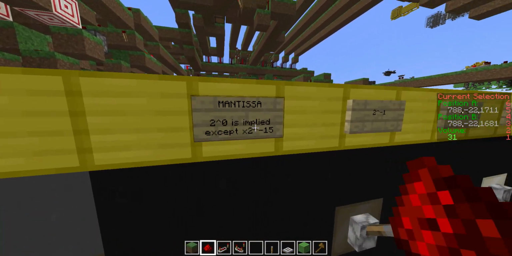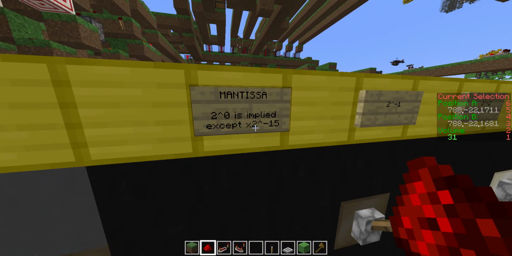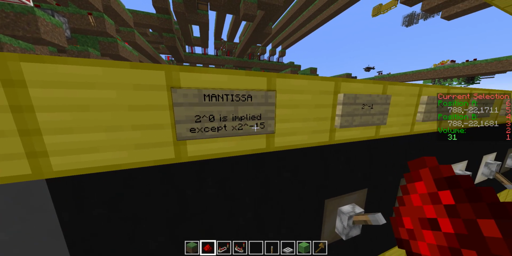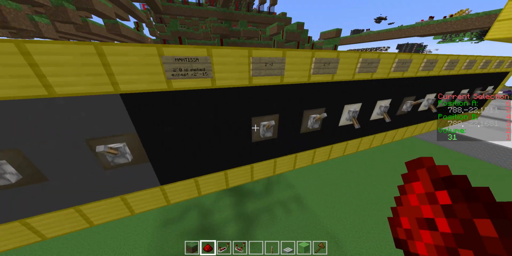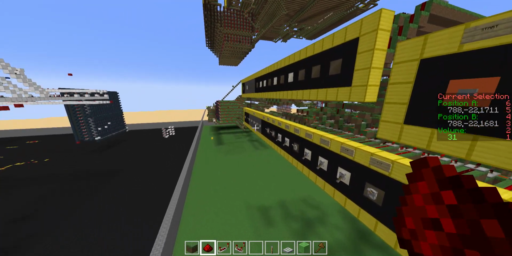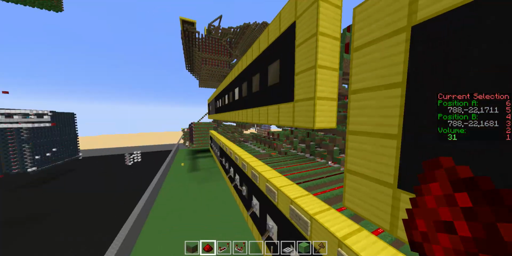So that's what this means. 2 to the 0, which is 1, is implied for all exponents except for times 2 to the negative 15th, in which case it's not implied. And since we have that, we will see something special happen.